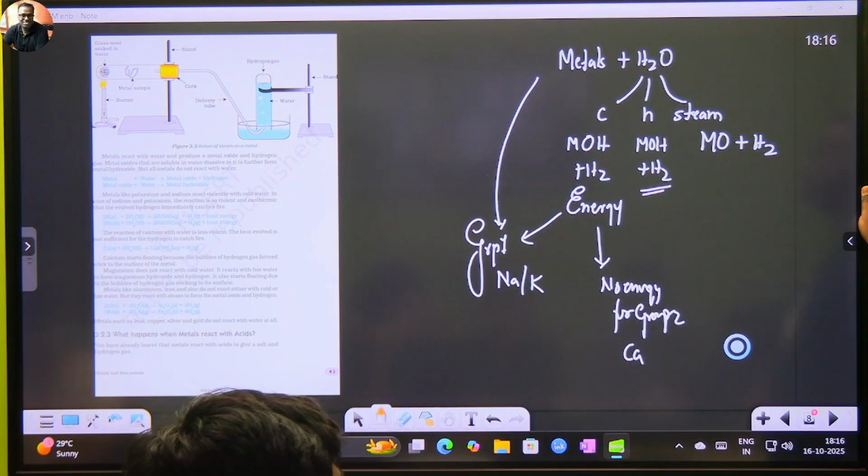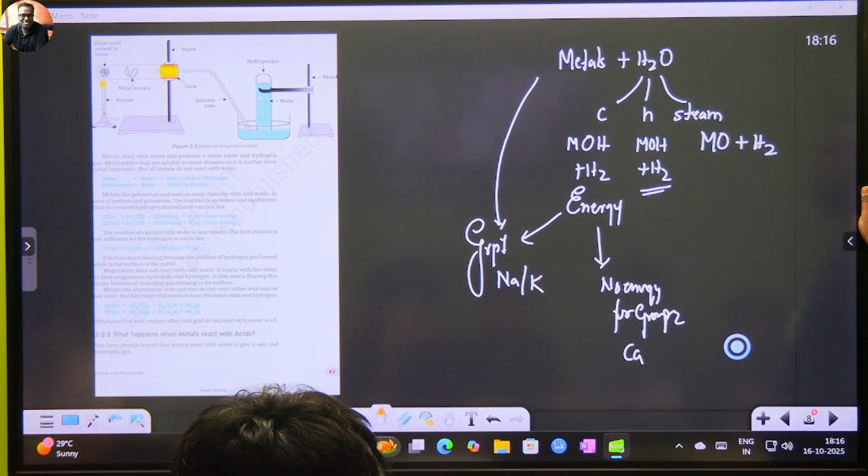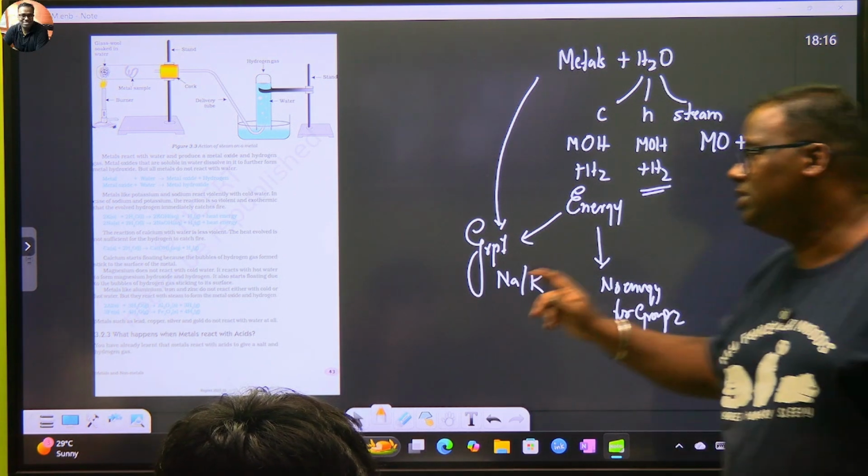And the third is some metals like iron, zinc, aluminium. They react only with steam. In such a case, they don't form metal hydroxide, they form metal oxide. But the formation of hydrogen in all three cases is seen.